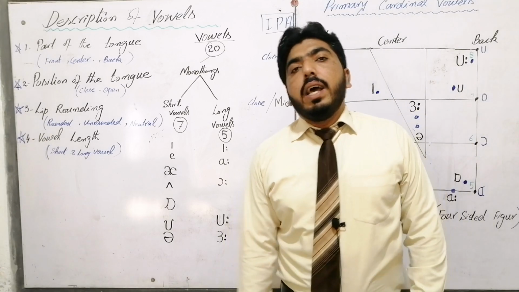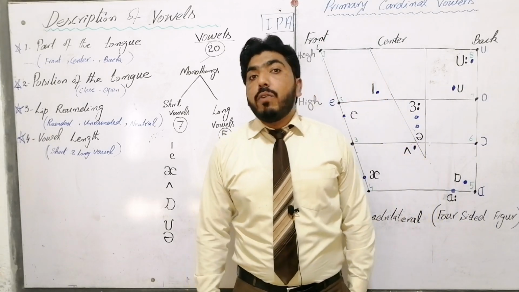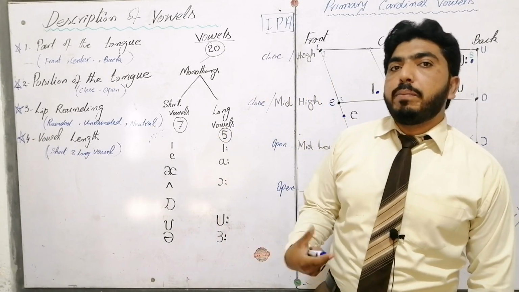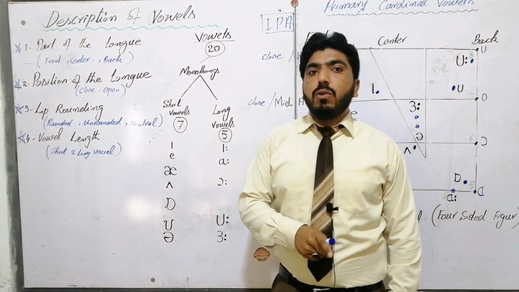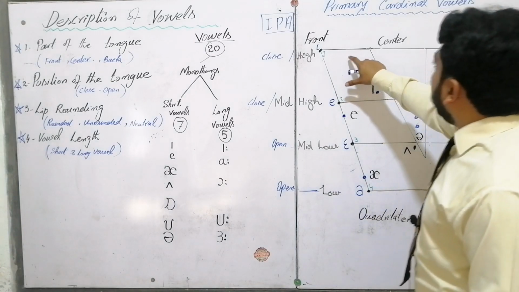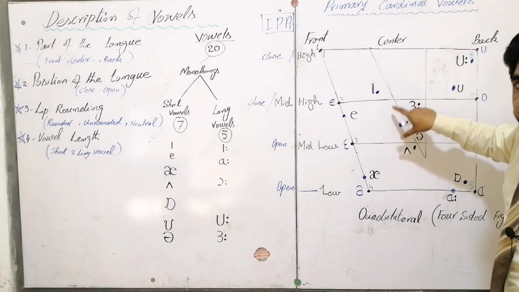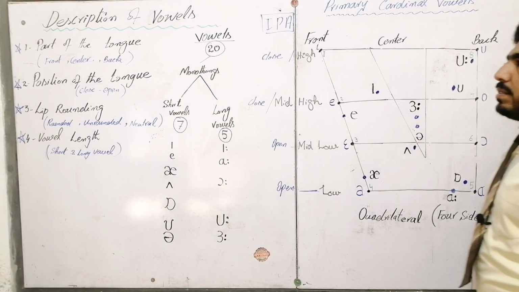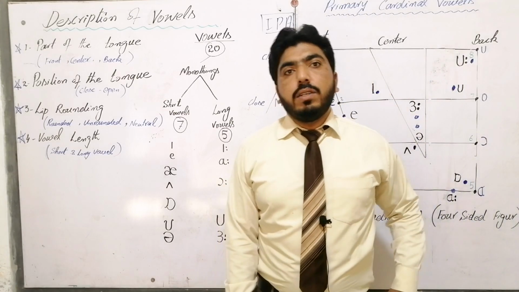You can listen again and again to these pure vowels, these monophthongs, and you can practice. First you need to learn the sounds. Only in that way will you be able to place these sounds at the right place in the trapezium or quadrilateral. Thank you so much for your patience.